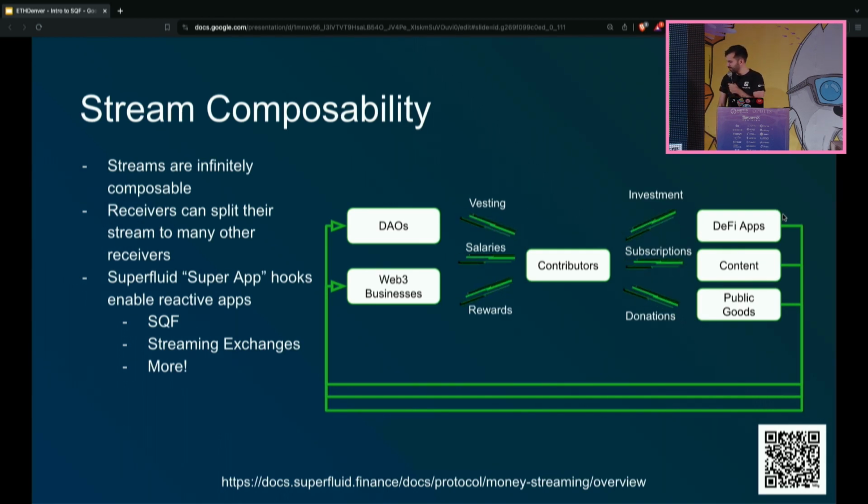But if you want to learn anything more about Superfluid and building on Superfluid, particularly if you're hacking this week, feel free to reach out to me or check out our docs. They really explain all of this in more detail.